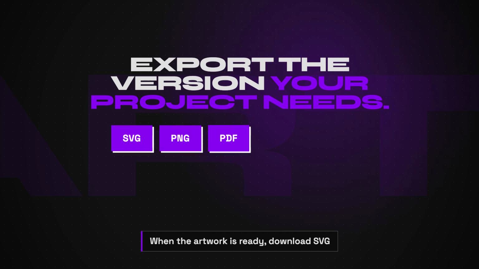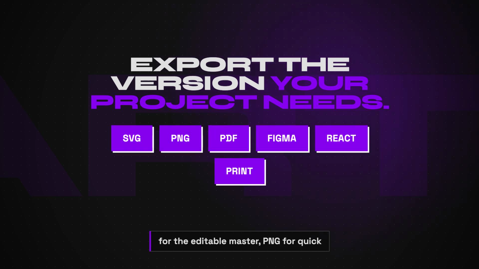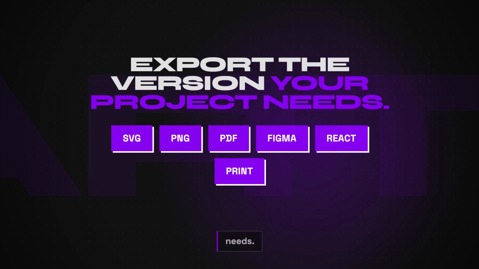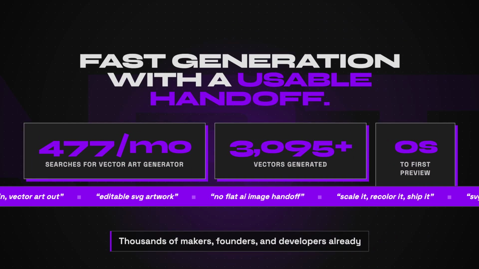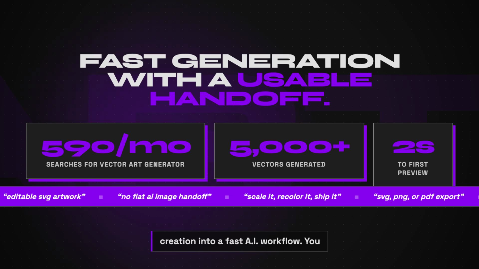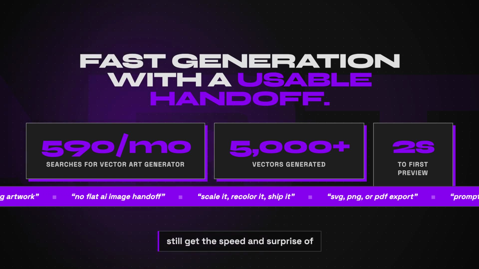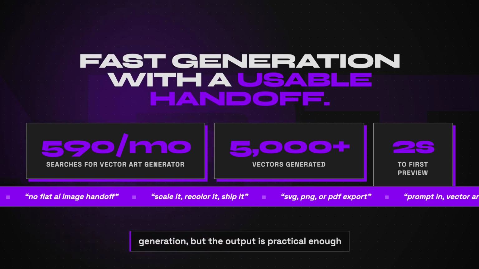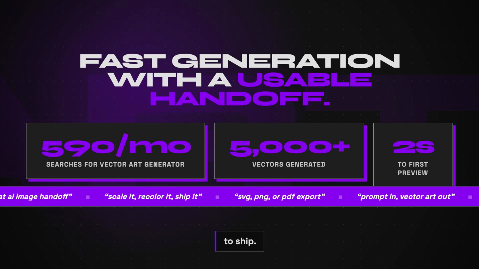When the artwork is ready, download SVG for the editable master, PNG for quick sharing, or PDF for print and documents. Keep the SVG as the source of truth, then export whatever the next platform needs. Thousands of makers, founders, and developers already use SVG Genie because it turns vector creation into a fast AI workflow. You still get the speed and surprise of generation, but the output is practical enough to ship.